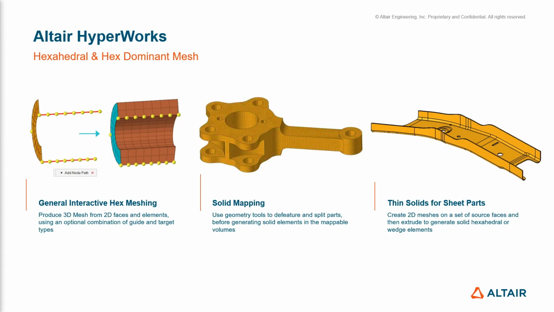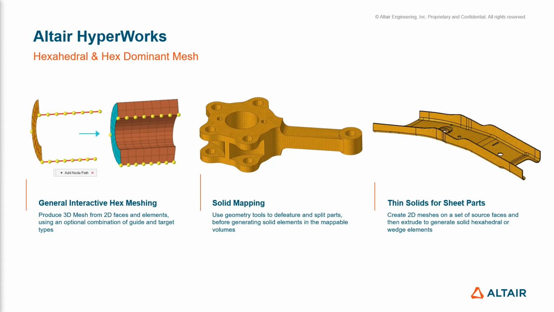Thirdly, we have a thin solids tool, which is ideal for sheet parts. These parts characteristically have a much smaller third dimension and are commonly sheet metal. We could choose to produce a mid-mesh, but if your application requires solid elements, we can also create a 2D mesh on a source face and then simply extrude this through the thickness to generate hexahedral or wedge elements.